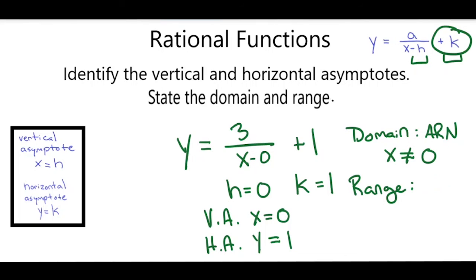So for the range, I want to know what y can be. Well, there's no way that this fraction can equal 0. And if this fraction did equal 0, then I would add 1 to it. So 0 plus 1 is 1. So I'm going to say that this is all real numbers, but y cannot equal 1. There's no value for x that you could use that would cause y to be 1.